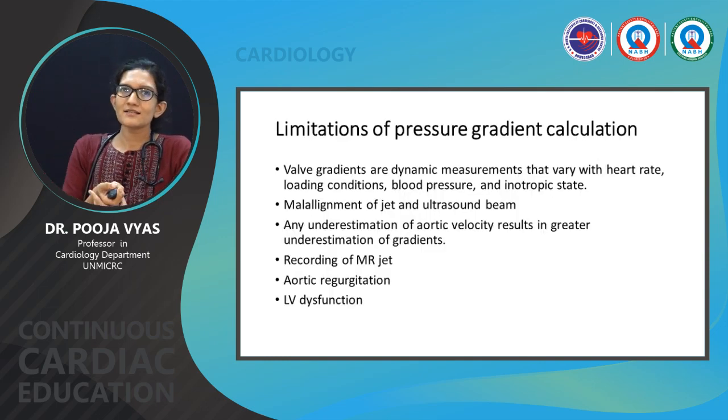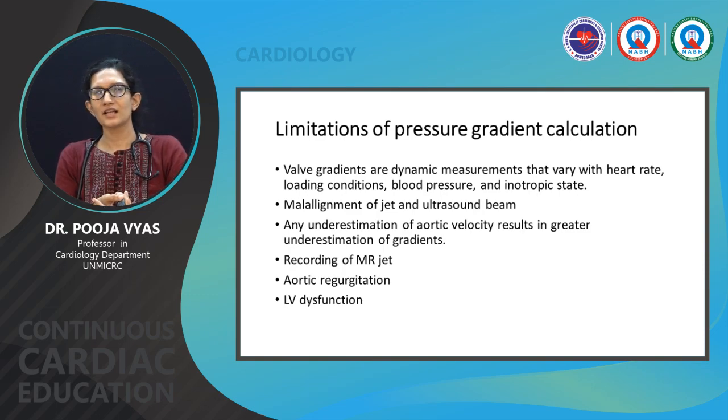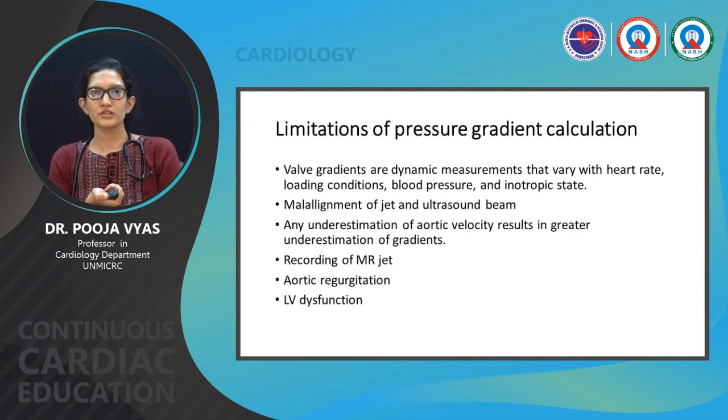Also, if there is concomitant aortic regurgitation with aortic stenosis, it can overestimate aortic stenosis in pressure gradient calculation. Similarly, if there is associated LV dysfunction, it can underestimate aortic stenosis in the presence of LV dysfunction due to reduced gradients.